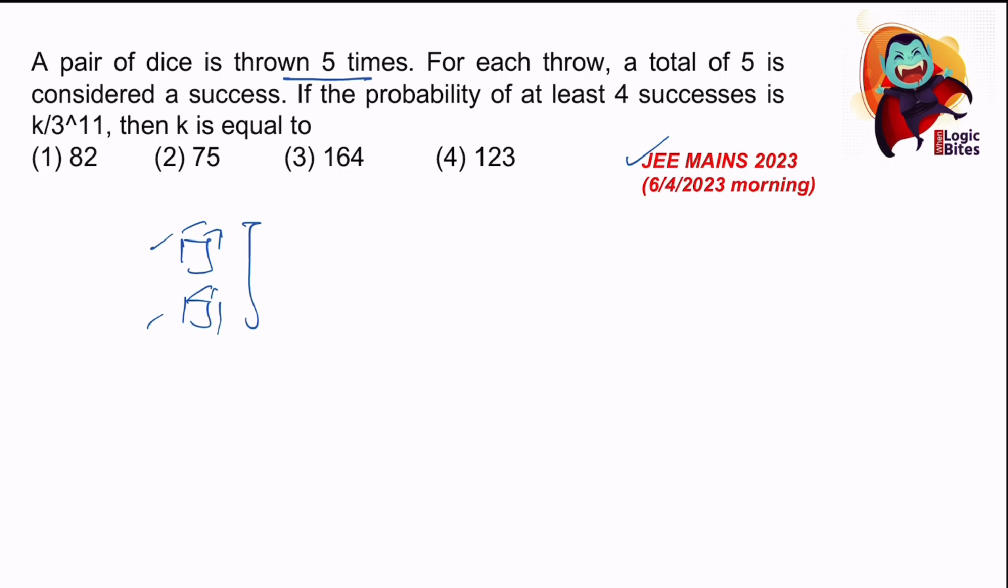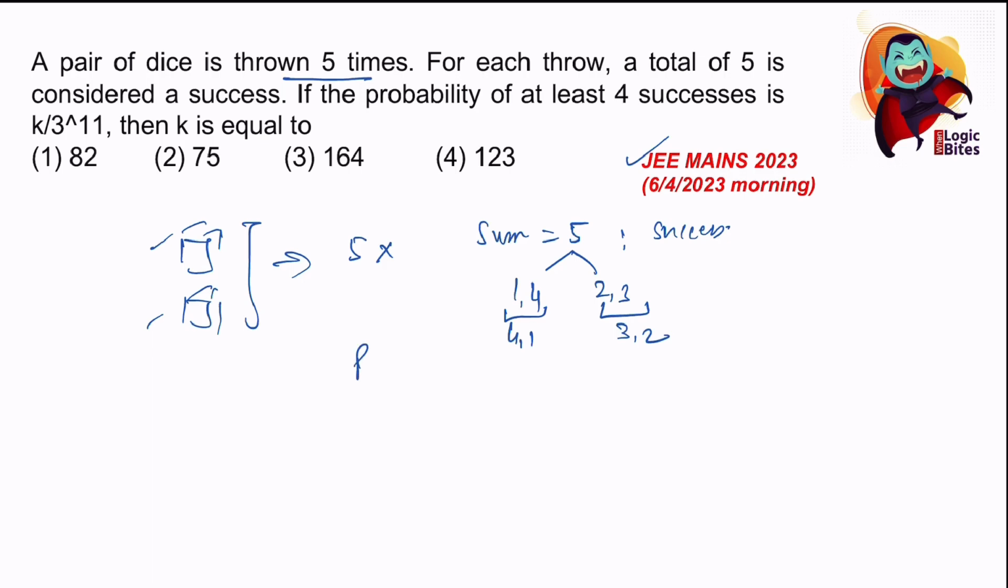So a pair of dice is thrown 5 times. Fine, it is thrown 5 times. For each throw, a total of 5 is considered success. Okay, if the sum is 5, then it is our success. Otherwise, it is a failure or not a success. So how can 5 appear? 5 can appear in two ways, either 1 4 or 2 3. And 1 4 will have two cases, 1 4 and 4 1. 2 3 will also have two cases, 2 3 or 3 2. So our probability of getting a sum equal to 5 will be the sum of these two events.